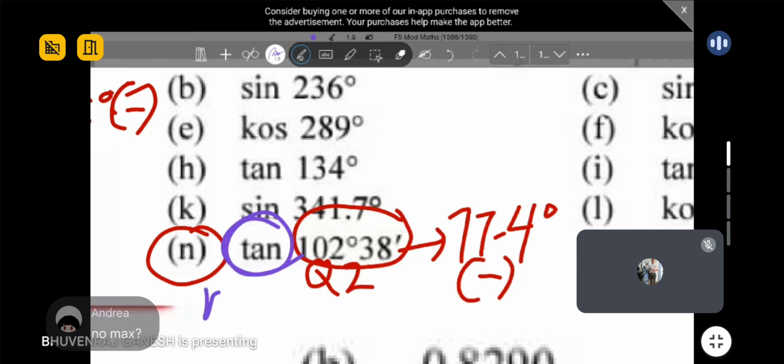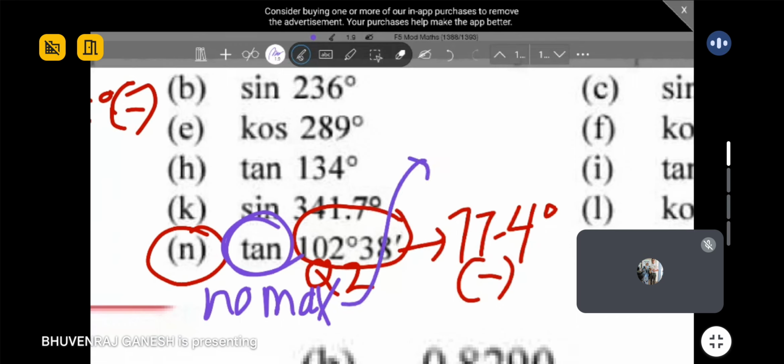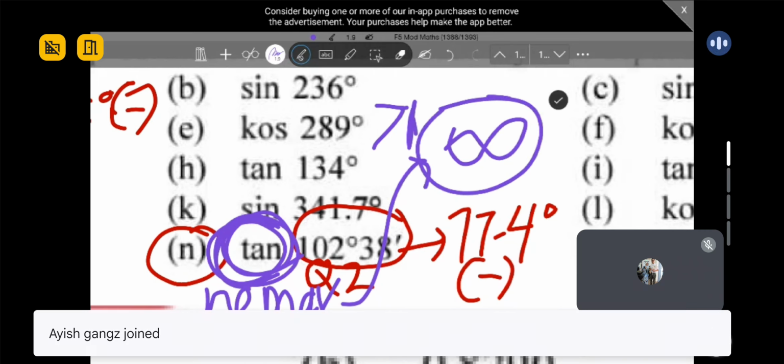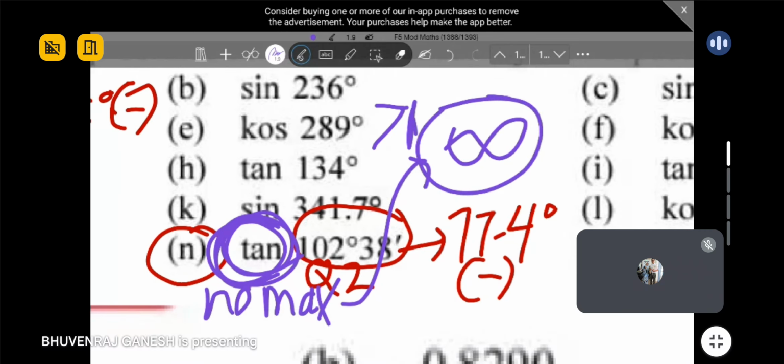Very good. The answer is no maximum value. Tiada nilai maksimum guys. So maksudnya apa? Nilai dia adalah infinity. Itu saja. So that's why kita boleh ada nilai yang lebih besar dari 1. Okay, we can have a value that is greater than 1 because we are dealing with tangent. Tangent fungsi ni sangat unik sebab nilai dia boleh sampai ke infinity. Okay, it can reach up till infinity for tangent function.